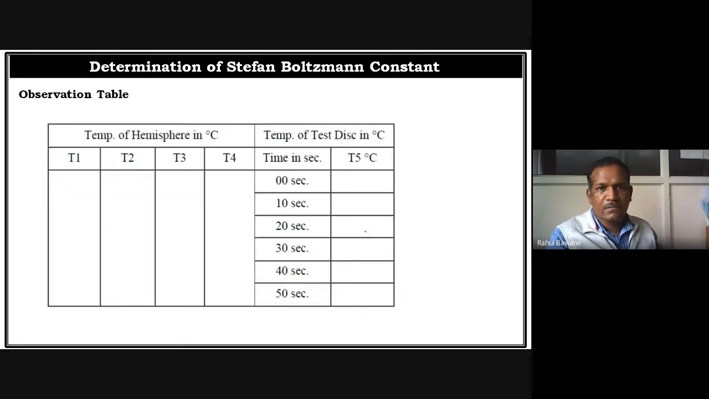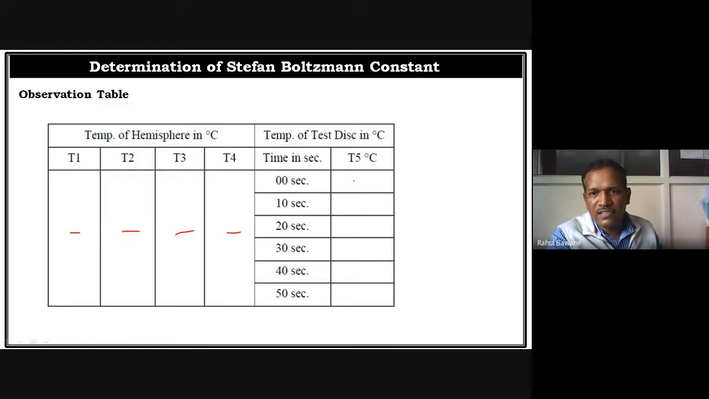Now the observation table. So this is our observation table. One part is for hemisphere, second part is for test disk. When we start to note down our readings, we have to note down 4 thermocouple readings, that is T1, T2, T3, T4, which are mounted on the hemisphere. We have to note down these 4 thermocouple readings only once.